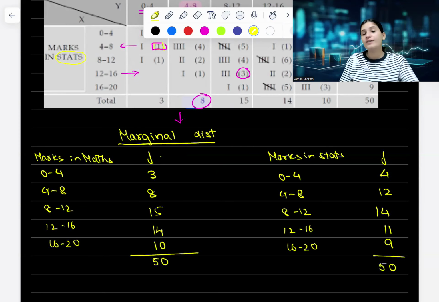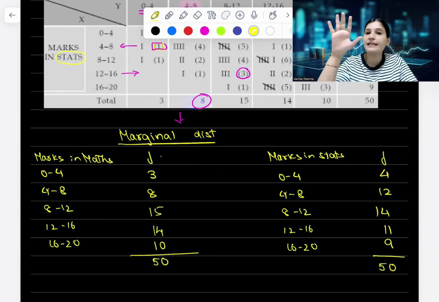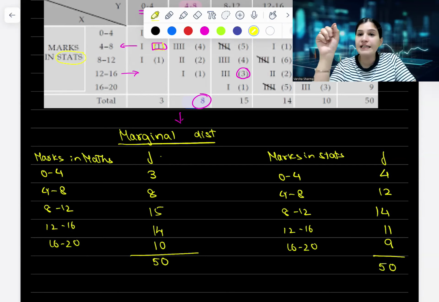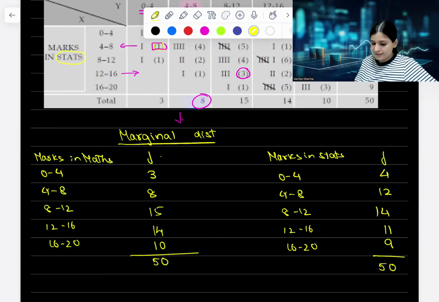So marginal does what? From two variables, it makes it one variable, a single variable completely separate. So now you think and tell me, from a bivariate frequency distribution, how many marginal distributions can be constructed? 2. It's always going to be 2. If you are talking about two variables x and y, there will be one marginal distribution for x and one marginal distribution for y. Do you all agree? Yes, ma'am.